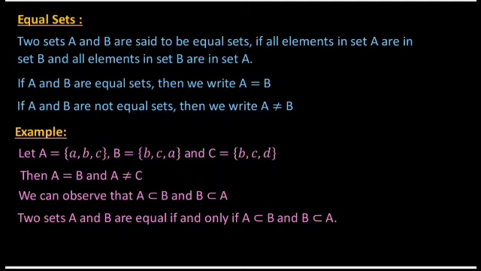If A and B are equal sets, then we write it as A is equal to B. If A and B are not equal sets, then we write A not equal to B. All of you know what is equal and what is not equal.